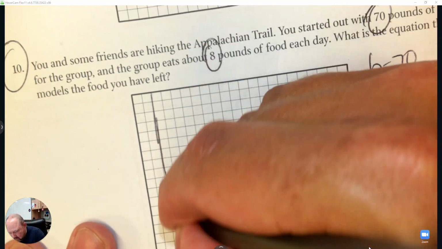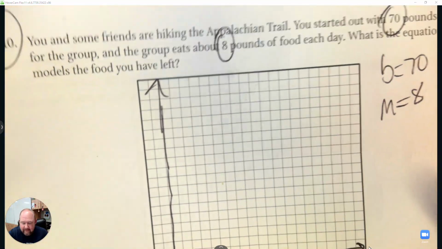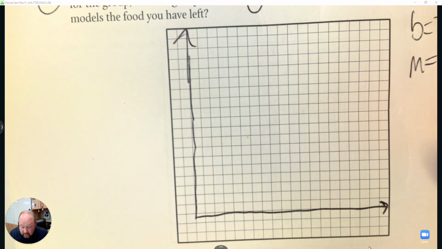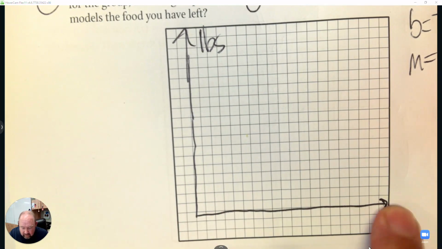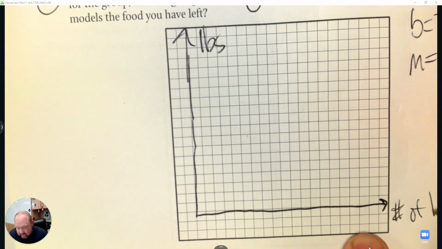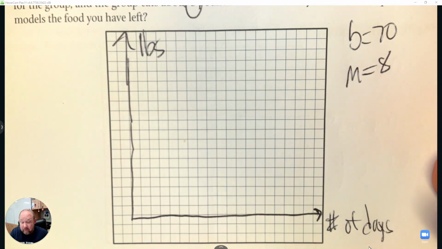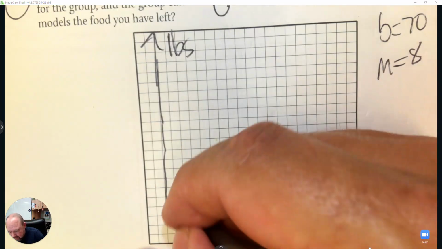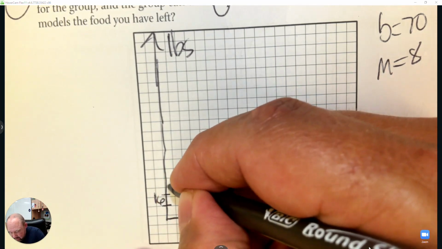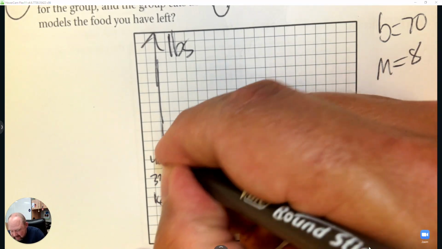Again, we're going to draw an L because all the values are positive. So I'm going to do that L, just the first quadrant. I know that the vertical axis is going to be pounds, and the horizontal axis is going to be number of days. That's the units that are in the question, right? The pounds of food and the number of days. We started with how many pounds of food? 70, and it's 8 pounds a day. So I'm going to count by 8s just for fun. 8, 16, 24. Can I count by 8s? 32, 40, 48. I can do it. 56.